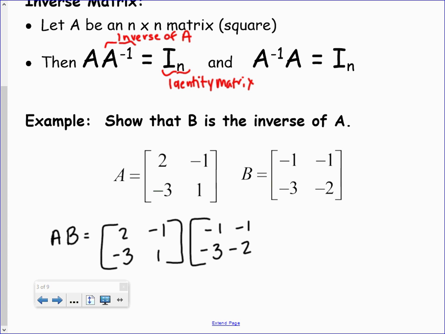Now this is 2 by 2, so pretty quick and easy. I could probably do this one by hand. You certainly could plug these two matrices into your calculator and then do the matrix multiplication to check to see that you get the identity matrix. I'm going to take the first row, 2, -1, times the first column, -1, 3. That'll give me -2 plus 3, 1.